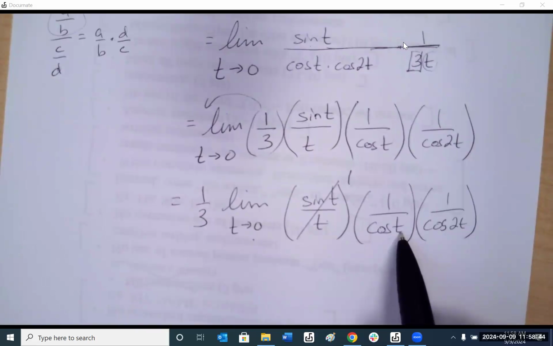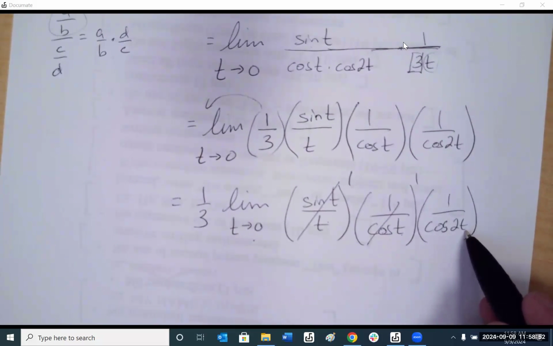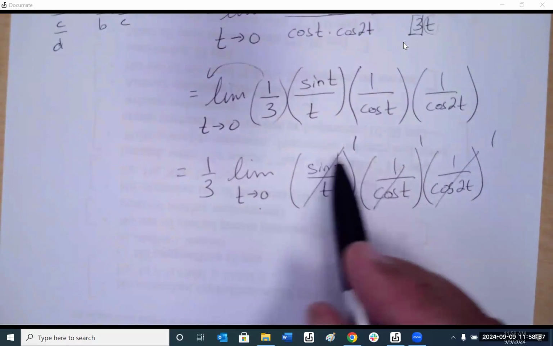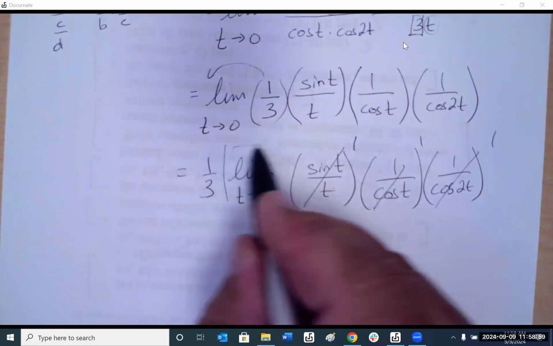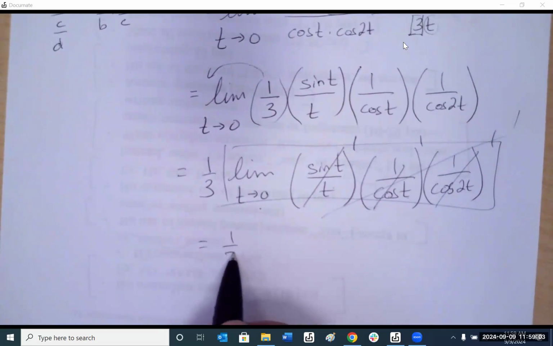What is cosine of 0? 1. So it's 1 over 1, which is 1. 2 times 0 is 0. Cosine of 0 is 1. So 1 times 1, so all of this becomes 1. So we're left with 1/3.